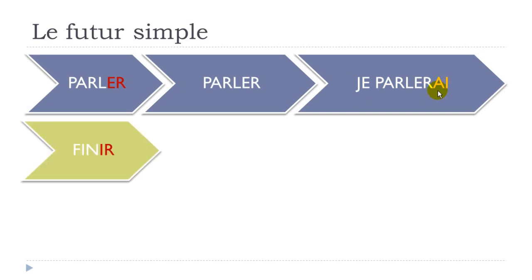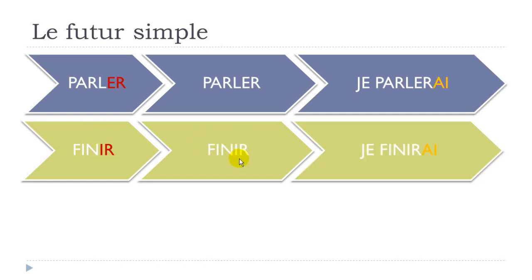Okay? Second group of verbs, finir, to finish, to end. Well, the good news is that it will behave the same way as for the first group of verbs. You don't modify anything, you just keep your infinitive form and you will put the ending ai here as well. So you get je parlerai and then you will get je finirai. So it's not that difficult for these two first groups, okay?